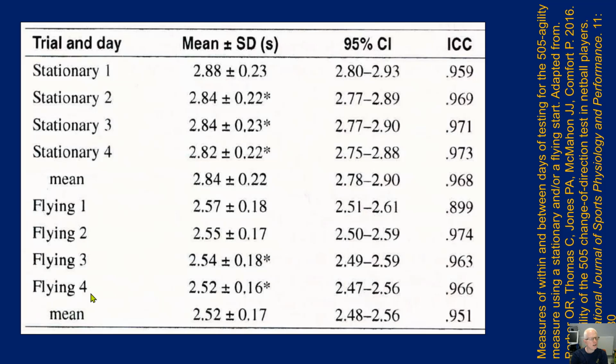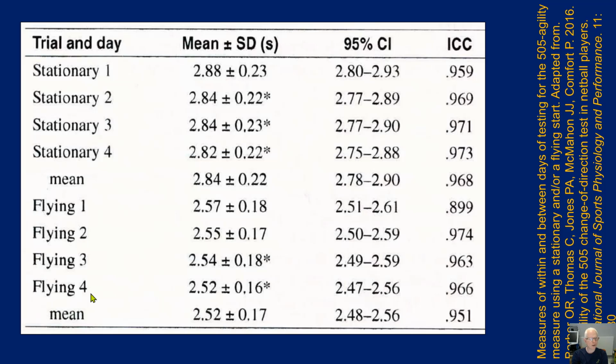So if you look, just look first of all at the stationary mean. The stationary mean is 2.84 plus or minus 0.22 seconds. That is the time taken to do the test. If you go with the flying, it's 2.52 plus or minus 0.17 seconds. They've also looked at this across different days.